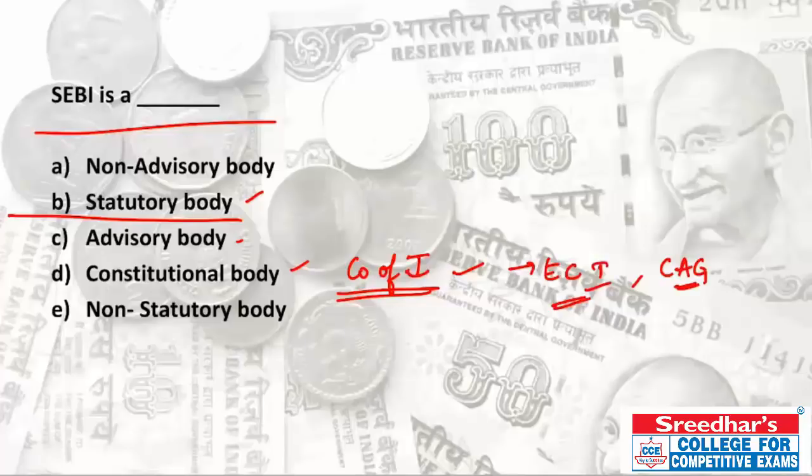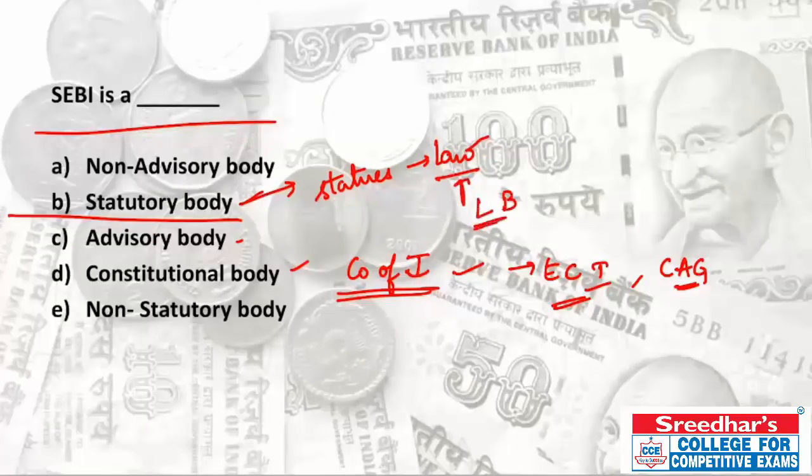So what is a statutory body? Statutes, which means laws, are made for its establishment. These laws are made by the legislative body, both central and state. Any body that has derived its power from a law or statute made by the parliament is called a statutory body, or we can call it a statutory authority.